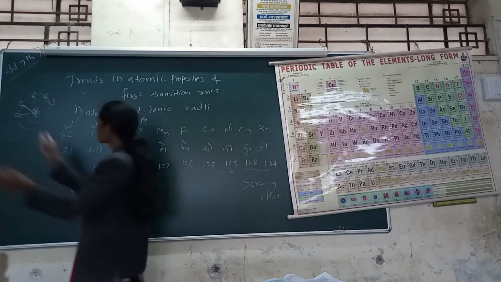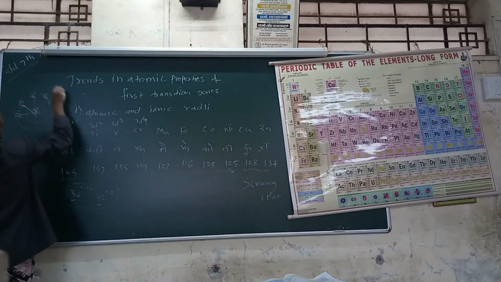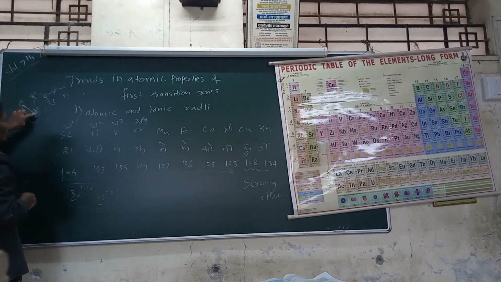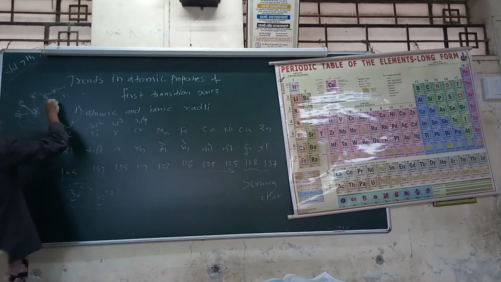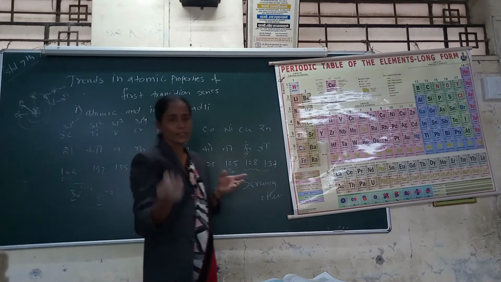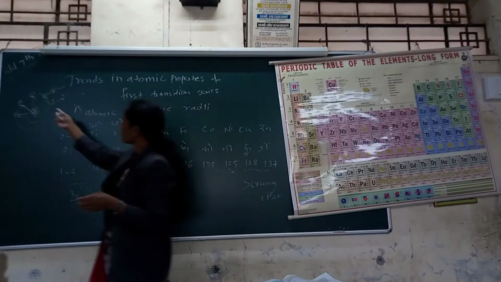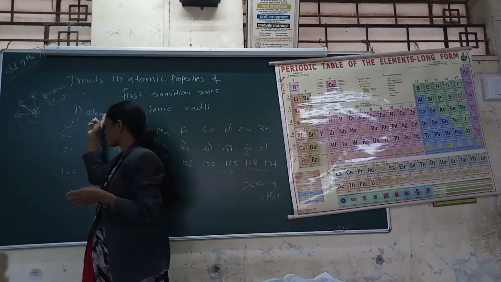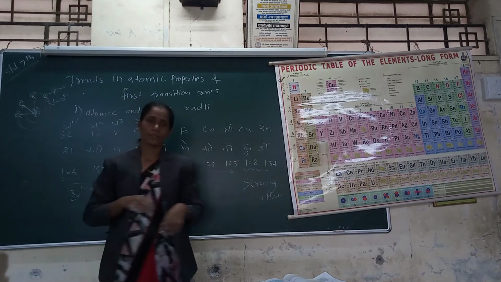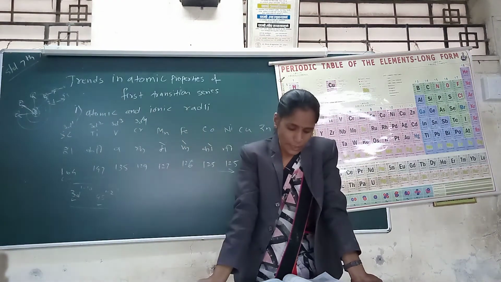Screening effect means the 3d electrons, where the last is 4s, repel the outermost electrons. The positive charge contracts the outermost electrons, but the 3d electrons repel them, so the last electron does not enter close to the nucleus. Therefore, the radius increases. That is, the d orbital repels the outermost electrons, and this effect is called the screening effect.